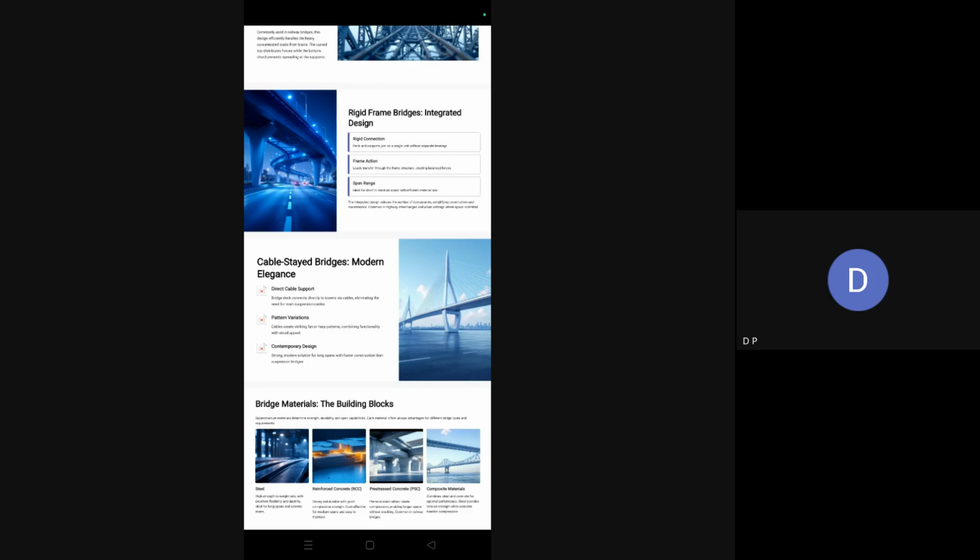Reinforced concrete: strong and durable with good compressive strength, cost effective for medium spans and easy to maintain. Pre-stressed concrete: pre-tensioned cables create compression, enabling longer spans without cracking, common in railway bridges. Composite materials combine steel and concrete for optimal performance. Steel provides tension strength while concrete handles compression.